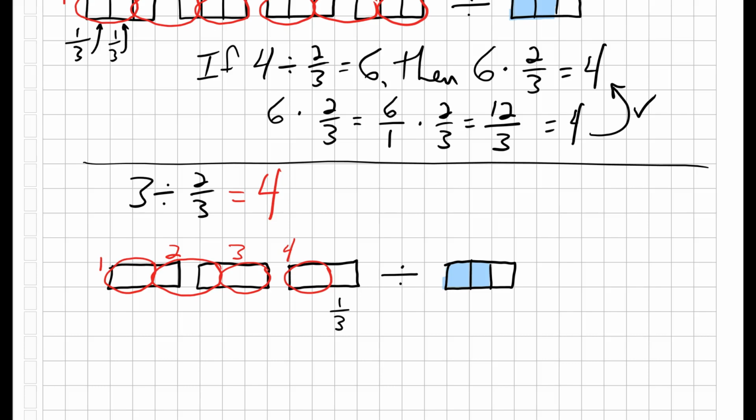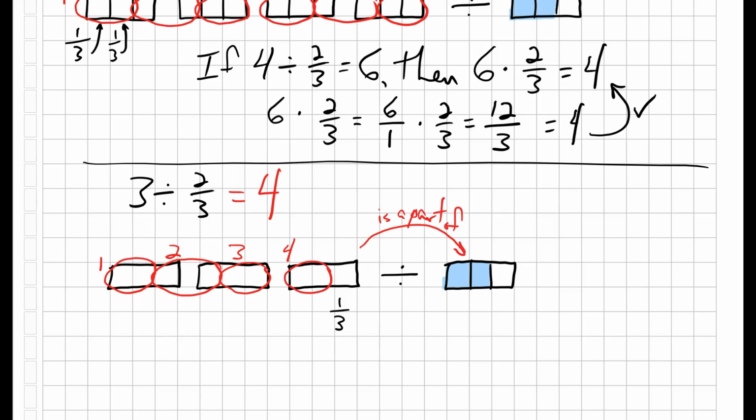But it's not 4 and 1/3. That's incorrect. And the reason it's incorrect is that while it's true that I want to subtract out this final 1/3 so that I can get down to 0, I have to express this 1/3 as a part of my divisor. This 1/3 is a part of my divisor.